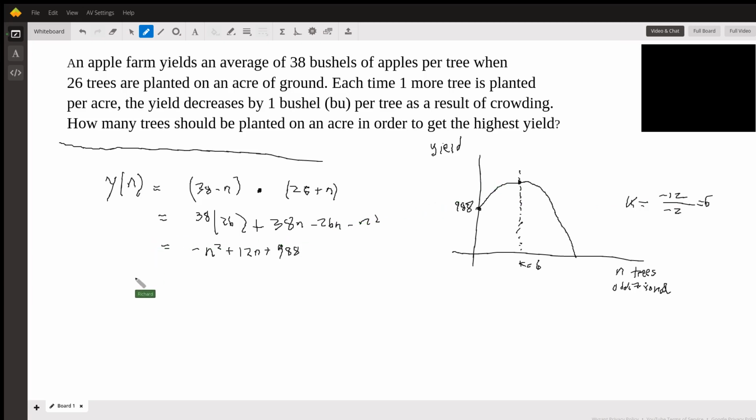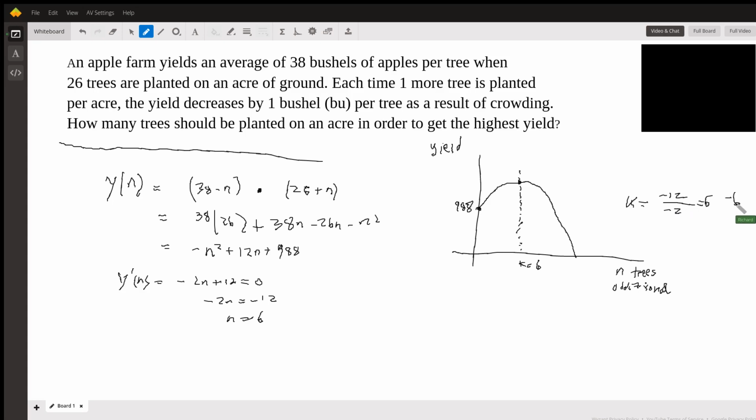Let's do it with calculus. So we'll just take y prime of n. It's going to be negative 2n plus 12. And we'll set that to 0. And so negative 2n is equal to negative 12, and n is equal to 6. So you're going to get the same answer either way.